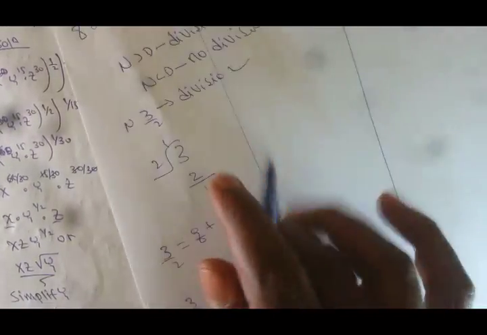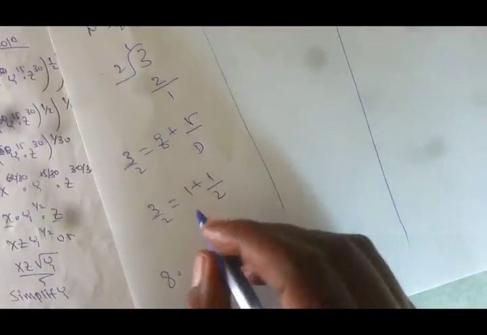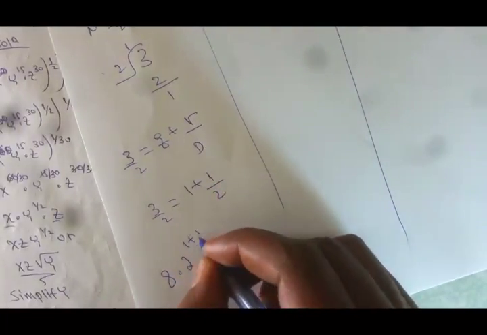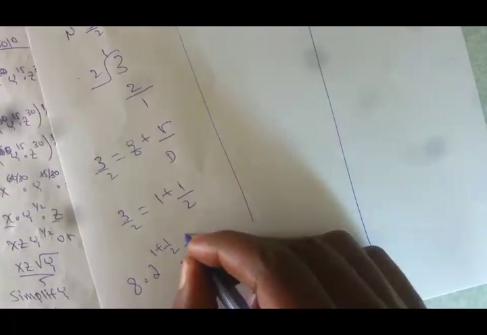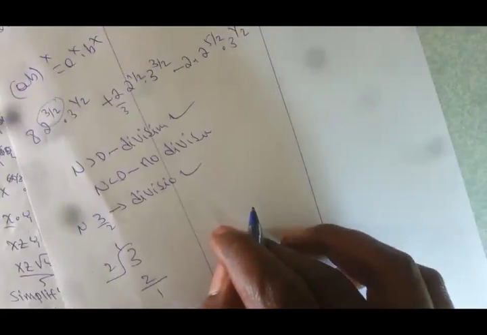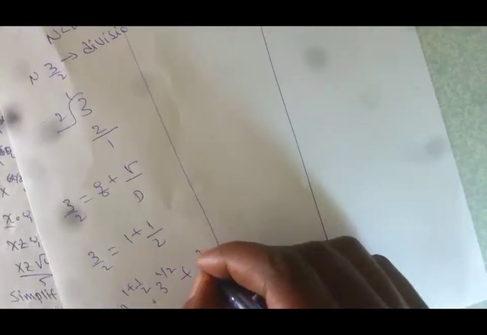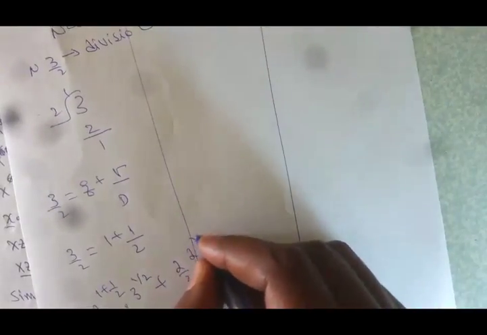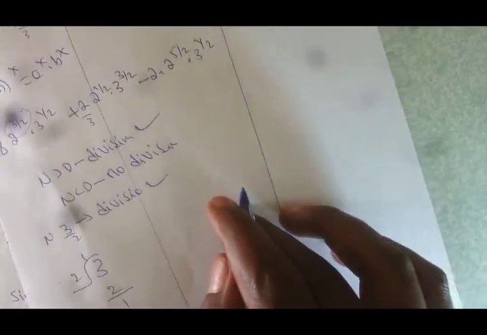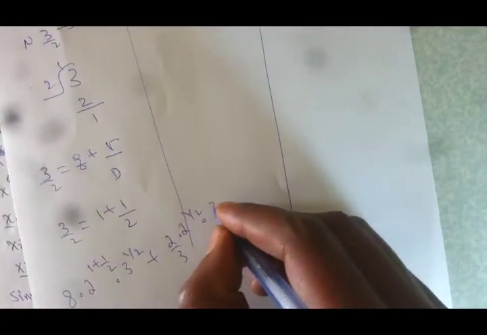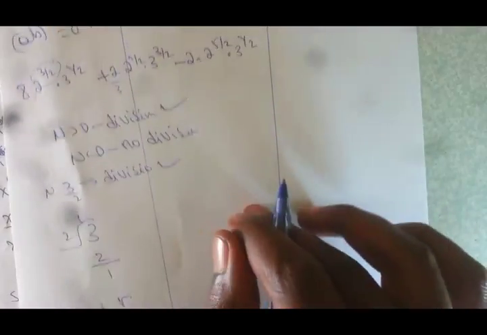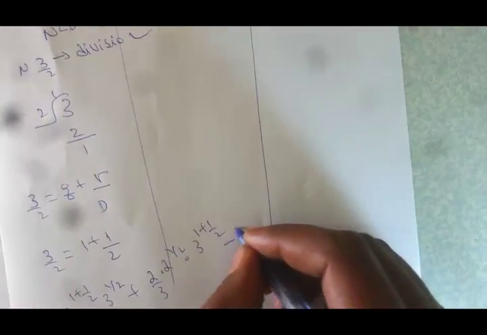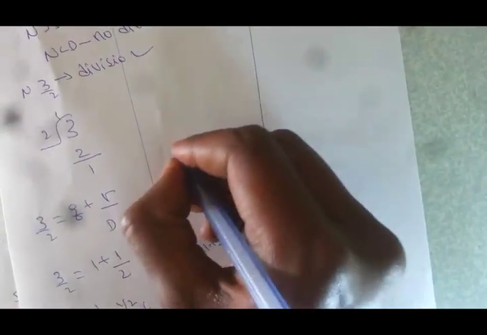Therefore, 2 raised to 1 plus 1 over 2 times 3 raised to 1 over 2, plus 2 over 3 times 2 raised to 1 over 2 times 3 raised to 1 plus 1 over 2, minus 2 times 2 raised to 5 over 2.